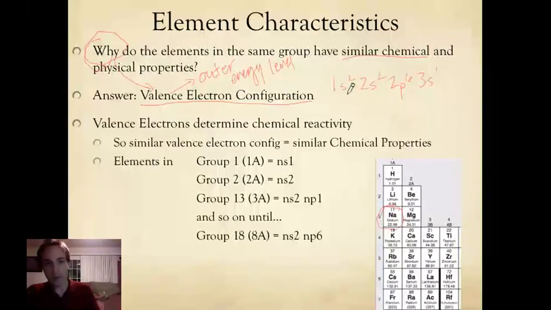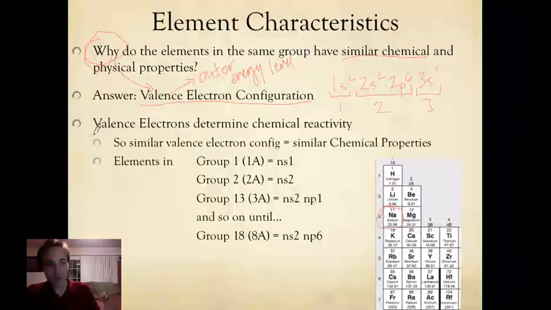So if we were to look at this, its innermost energy level is the first energy level, that's the 1, its second energy level is here, and its outer energy level is the third energy level. It has 1 electron currently in the third energy level within that s sublevel. So we would say that it has 1 valence electron in the s of the third energy level.